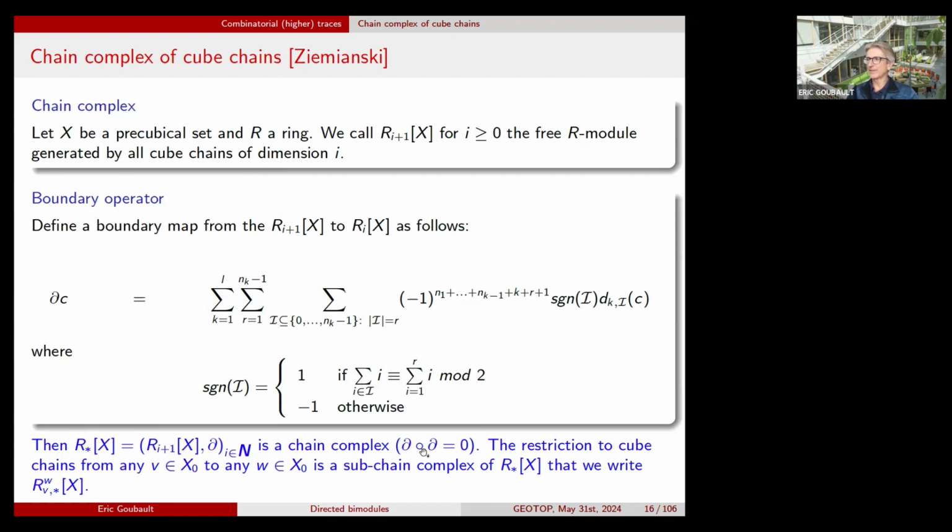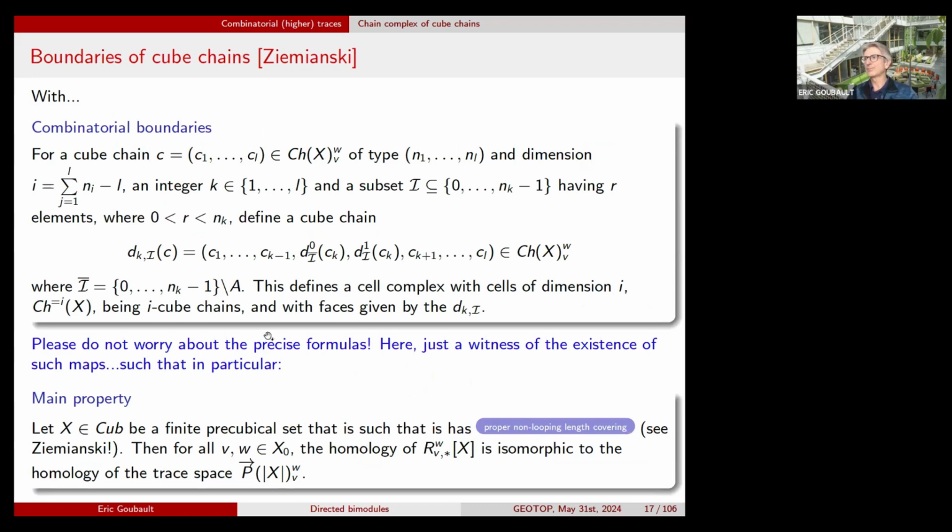So it just means that delta squared is equal to 0. And furthermore, this chain complex agrees with the endpoints of the cube chains you're considering. That is, if you're considering cube chains going from V to W, then delta of this cube chain is going to be a cube chain of lower dimension. It's going to go still from V to W. Okay, so let me not define precisely the boundary operators. I'm going to show you some basic pictures of what they're computing.